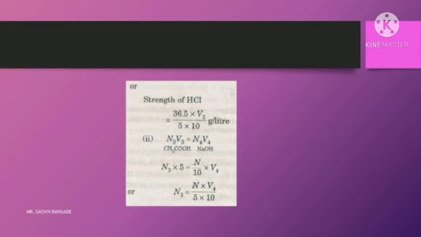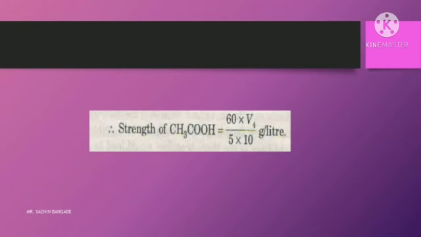Equation number 2: N3V3 of acetic acid is equal to N4V4 of NaOH. Then N3 into 5 is equal to N/10 into V4. Then we get the value of N3. N3 is equal to N into V4 upon 5 into 10. Strength of acetic acid is equal to 60 into V4 upon 5 into 10.